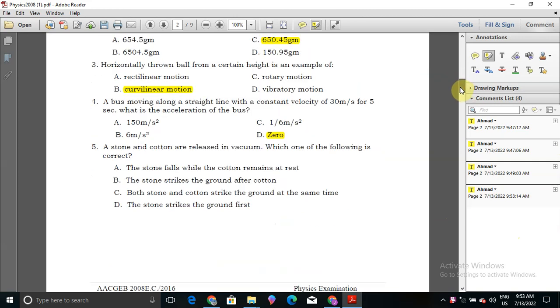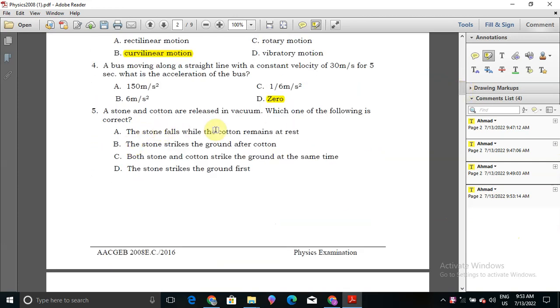Okay, now in question number 5, it says a stone and cotton are released in vacuum. Which one of the following is correct? The stone falls while the cotton remains at rest? No. The stone strikes the ground after cotton? No. Both stone and cotton strike the ground at the same time? Yes, both of them will strike the ground at the same time. Why? Because it says they are released in vacuum. So the correct answer for question number 5 is choice C.